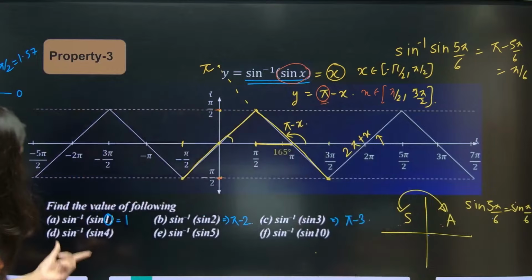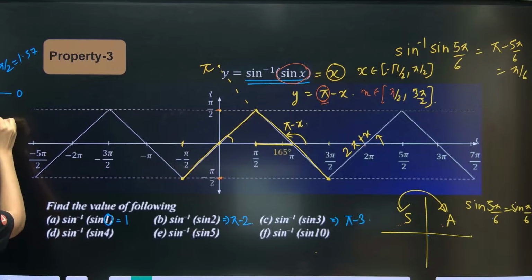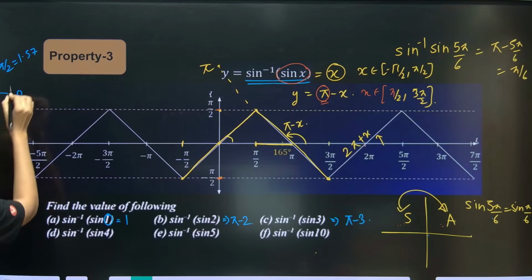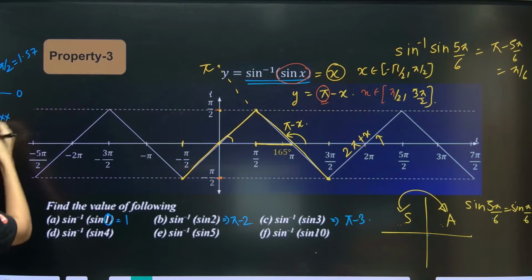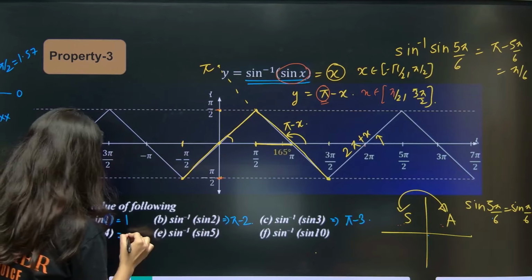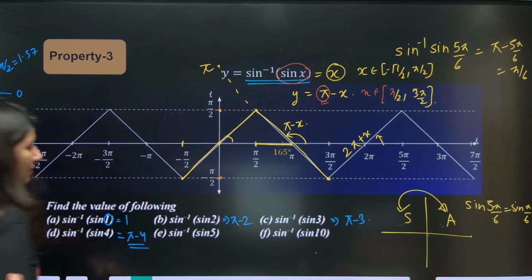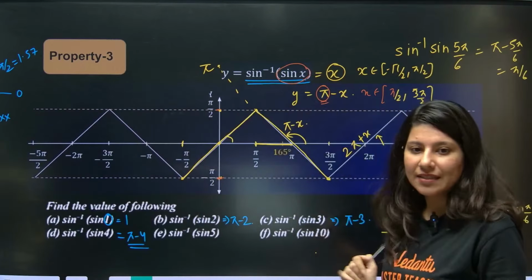Okay. Now 4. So 4, clearly, 3.14. No. This is 3 pi by 2, that means 3 multiplied by this. So 4 point something. 4 is lying in the third quadrant. Ma'am, in the third quadrant also it is pi minus 4. In the second and third quadrants, both, you will get pi minus x.